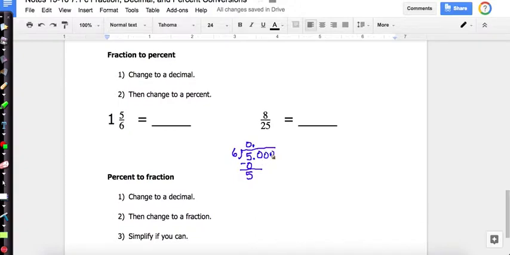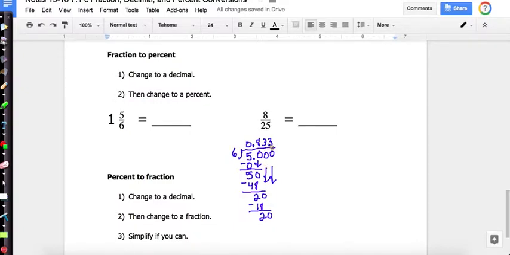Put in 3 zeros and bring down. 6 goes into 50 8 times. 8 times 6 is 48. 50 minus 48 is 2. Drop in a 0. 6 goes into 20 3 times. 3 times 6 is 18. 20 minus 18 is 2. Drop in a 0. 6 goes into 20 3 times.